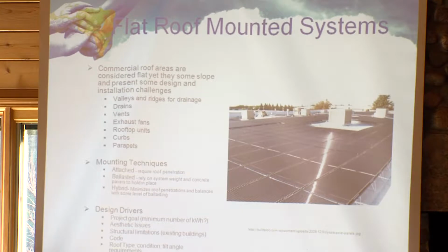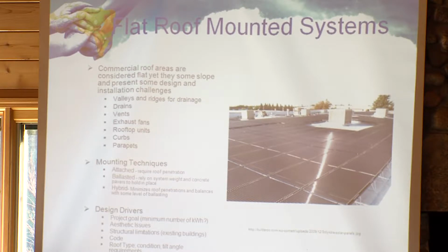This is an example of a flat roof mounted system. There are lots of things to consider when you're going to do a roof mounted system on a flat roof. If it's commercial, you need to make sure that your design team is looking at the valleys and ridges for drainage, the vents, the exhaust fans, rooftop units, curbs, parapets. All of these things you can design around them, but you have to design around them, and you have to be thinking about them, leaving pathways for operations and maintenance to get to parts of your system.